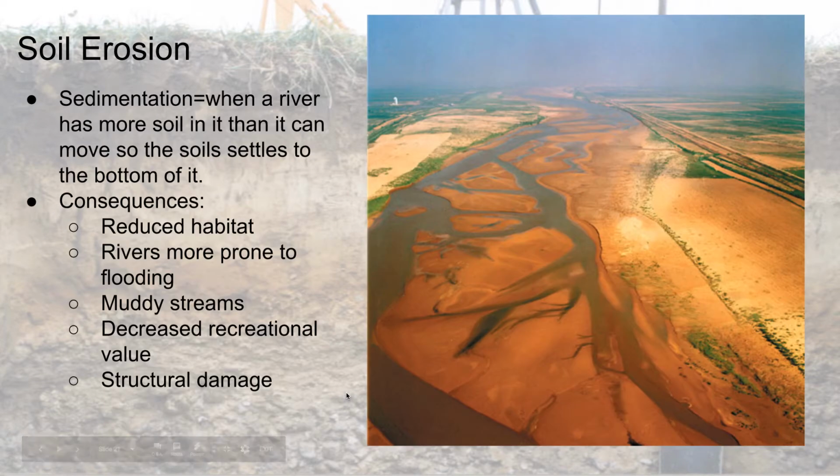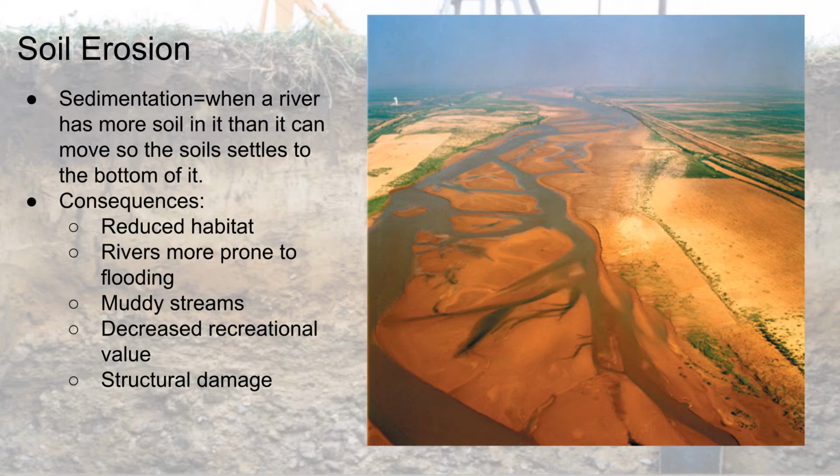So why is this an issue beyond us not having soil to grow our food in? That's our main issue, but another issue that we're going to see is sedimentation. Sedimentation is when a river has more soil in it than it can actually move. So the soil settles to the bottom of this river, like we can see in this picture on the right. This river has a lot of sedimentation going on.